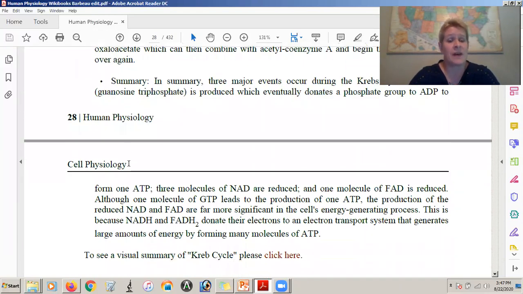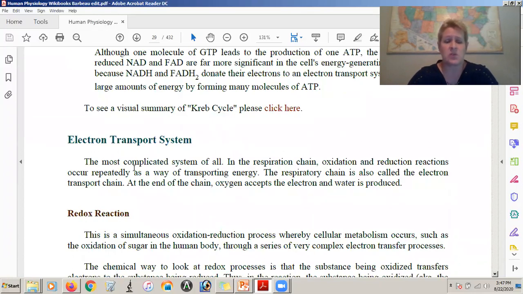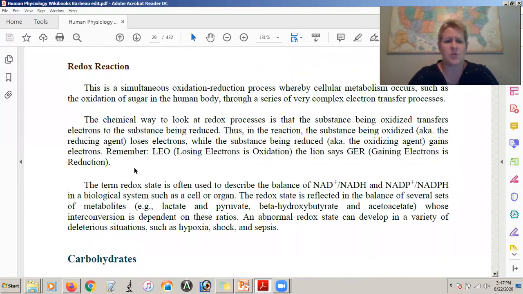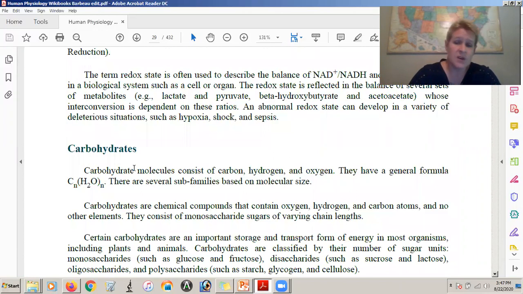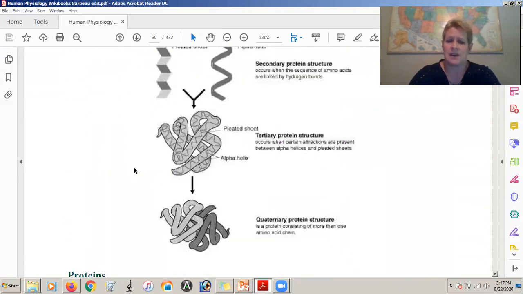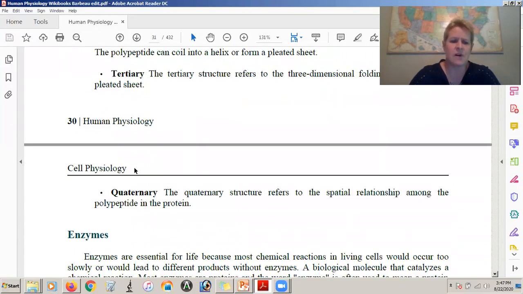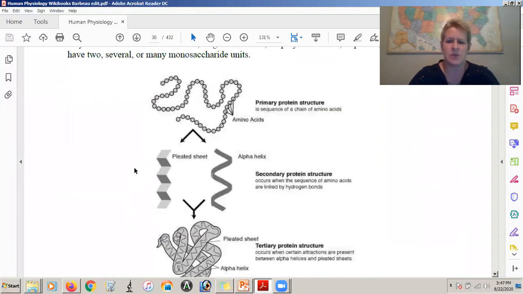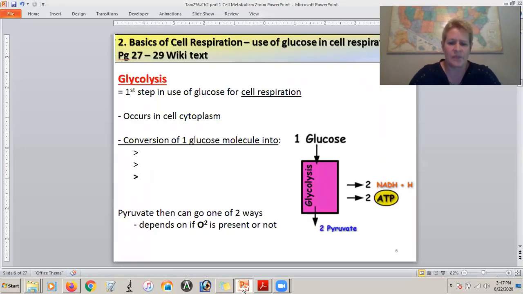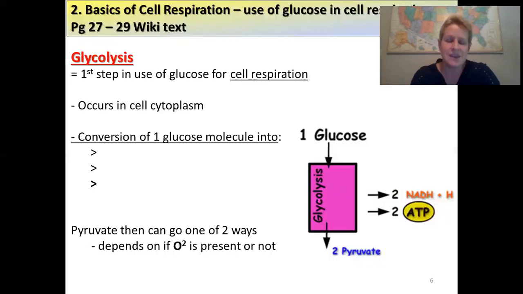You're not going to have to know all that detail. And then the electron transport chain. And I'm not even going to talk about the redox reaction. But if you want to read more about carbohydrates and lipids and proteins, that follows. But I'm not going to go into that detail. But that is there for you if you want. That page is there because you can read the corresponding material in the wiki textbook.